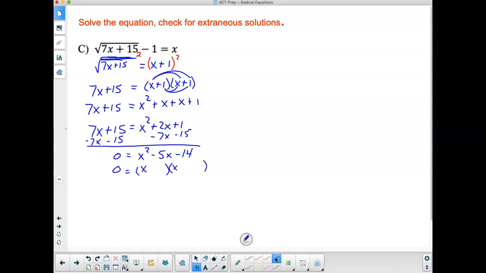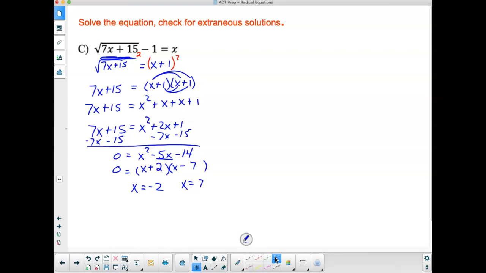It's x, it's x. Last term's negative, so one's plus, one's minus. I need more negatives than positives. That gives me negative 7 plus 2 gives me my negative 5x. So I see x equals negative 2 or x equals 7. So I have two answers to check.